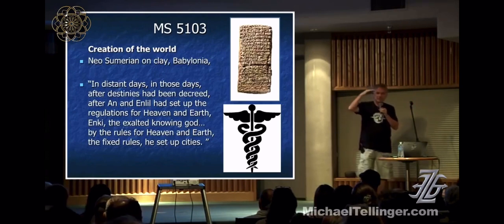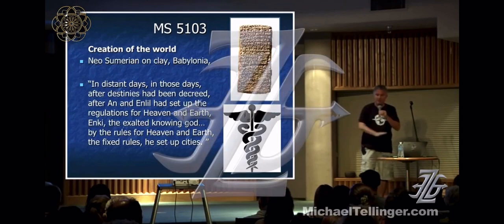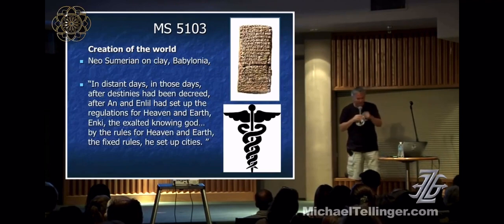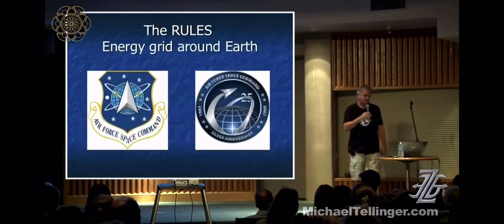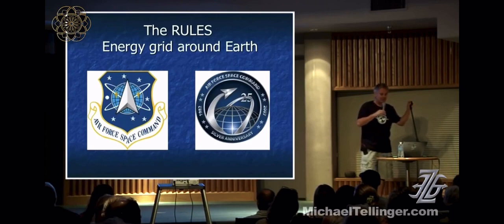It seems to tell us that there was some sort of a fixed energy grid in the sky, heaven, and the fixed energy grid on the earth. And based on the energy field in the sky and the earth, they set up the cities on earth on these specific nodal points.